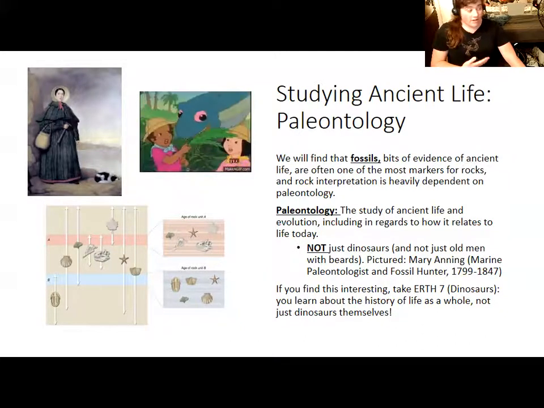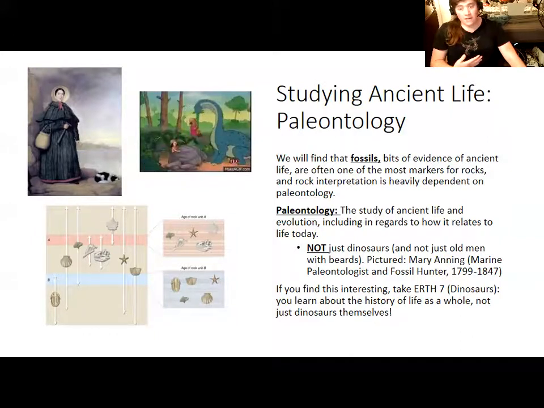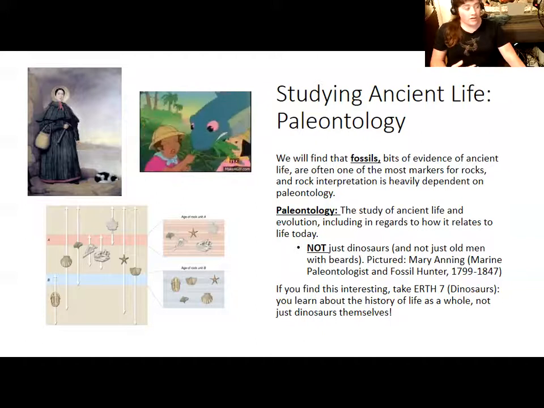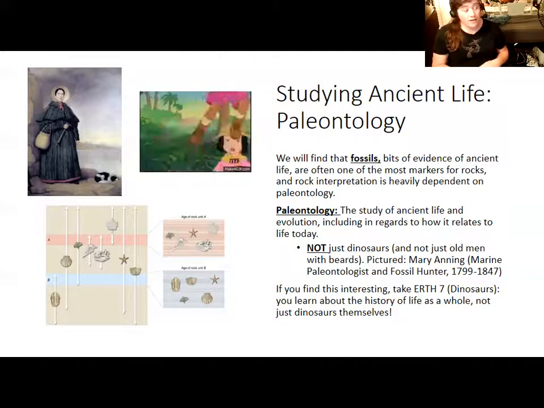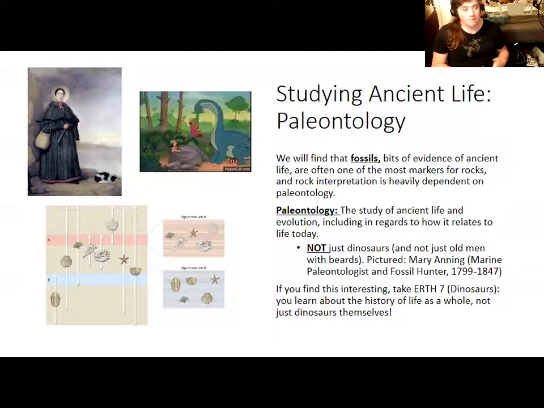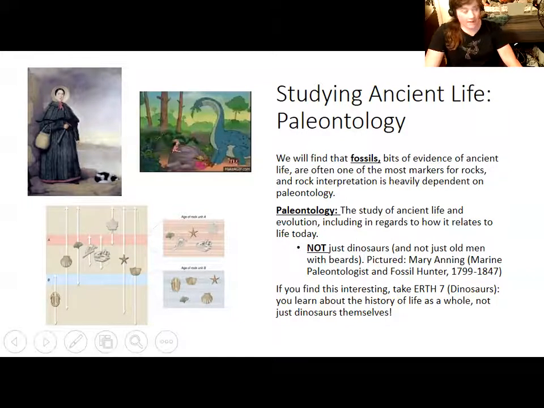And paleontology is studying the fossils and the rocks in them in regards to how they relate to modern life. A big goal of paleontology is to try to reconstruct how we got here in terms of the current biodiversity we have today, or recently lost biodiversity in terms of, say, the animals that went extinct in the last ice age. We have a more paleontology heavy course, actually, Earth 7, and I highly recommend that if you find this stuff fascinating.